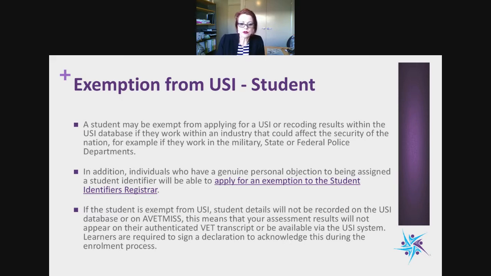In addition, individuals who have a genuine personal objection to being assigned a student identifier will be able to apply for an exemption to the Student Identifiers Registrar. And that is up to you to direct the student to usi.gov.au and to the exemption registrar. If the student is exempt from USI, student details will not be recorded on the USI database or on a VETMIS. This means that your VETMIS results will not be on the usi.gov.au, and you'll need to ensure that your learner, if they want to be exempt, signs a stat dec that they acknowledge this during the enrolment process.